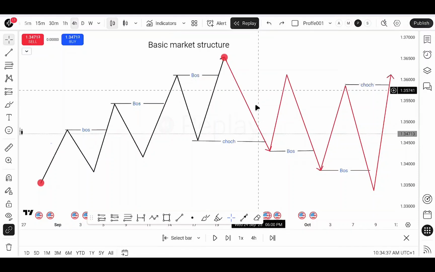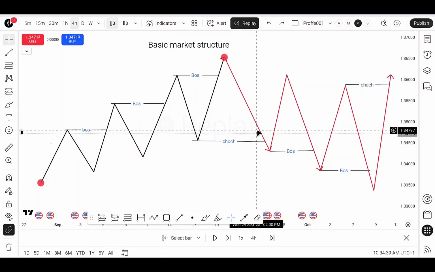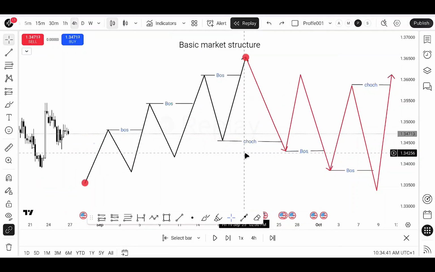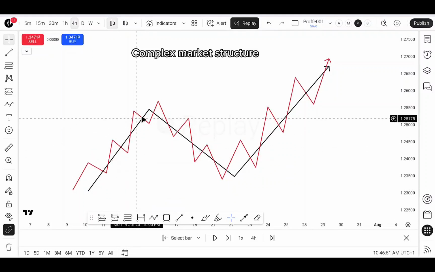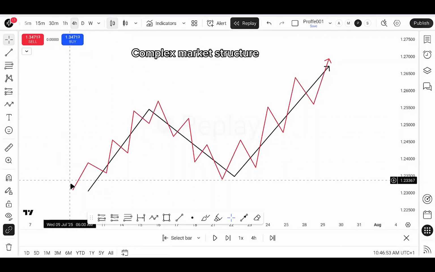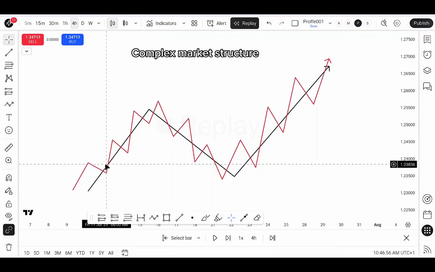All right. So now, having said this, I'm going to show you a more realistic example. Now, let's take the black line to be a 4-hour time frame trend. Let's take the red line to be a 15-minute time frame, right?